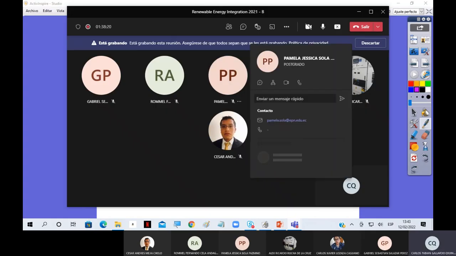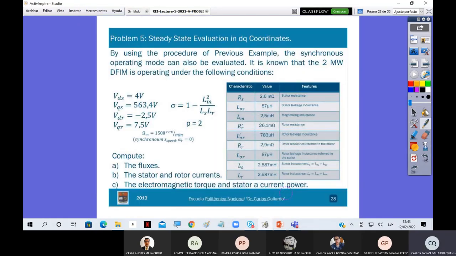Could you please read over the problem 5? Sure. By using the procedure of the previous example, the synchronous operating mode can also be evaluated. Now the 2 megawatt doubly fed induction machine is operating under the following condition. Compute: A, the fluxes; B, the stator and rotor currents; C, the electromagnetic torque and stator current power.